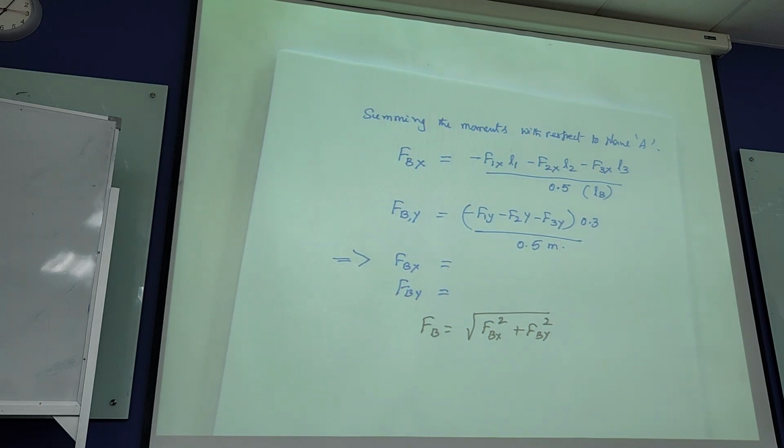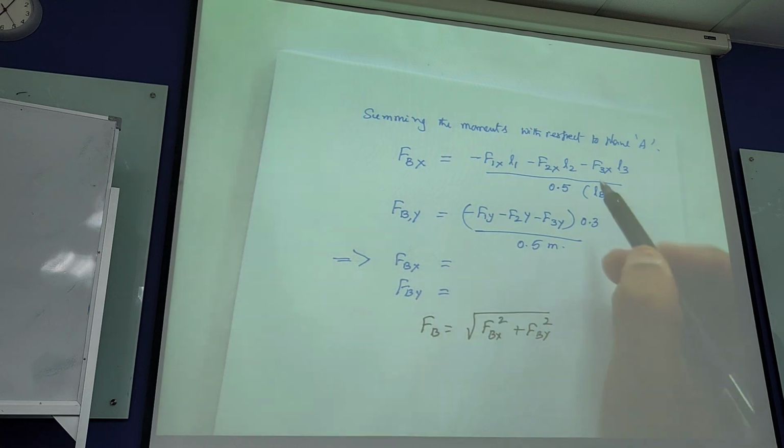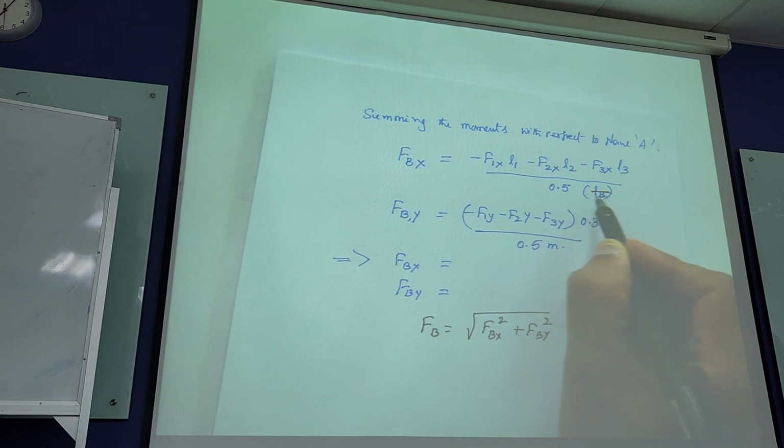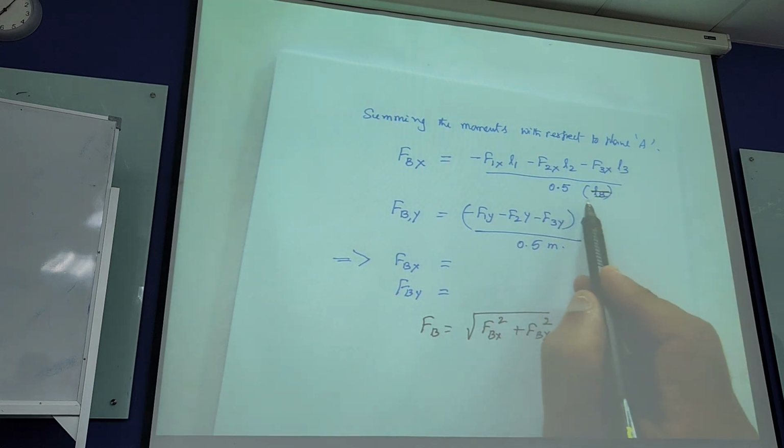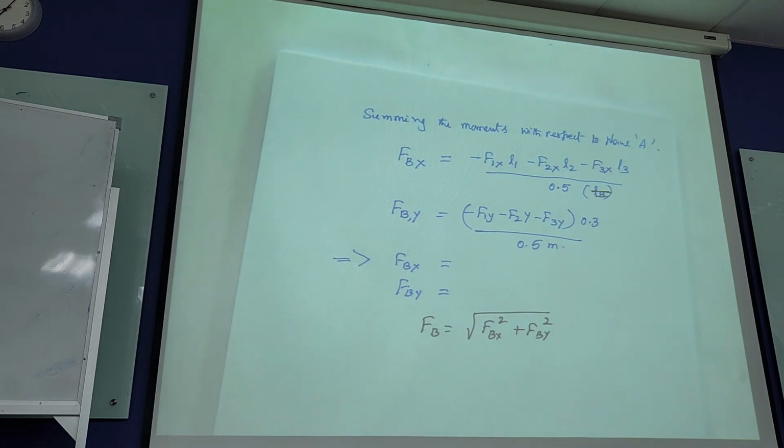FBX is 0.5 times LB. Say again, which one? FBX is 0.5 times LB. No, this 0.5 is nothing but LB. Okay. When I wrote it, you may be asking what this 0.5 is. So 0.5 is the distance between plane A and plane B.